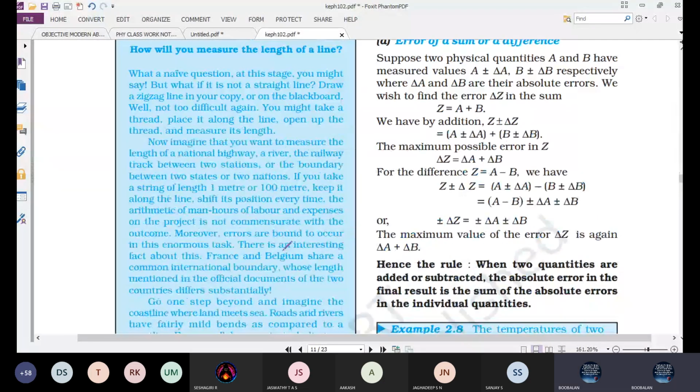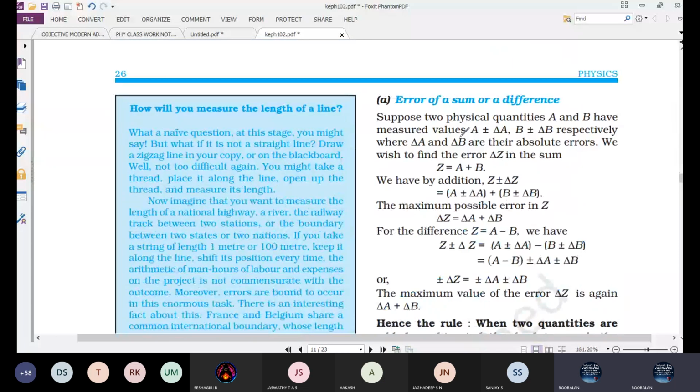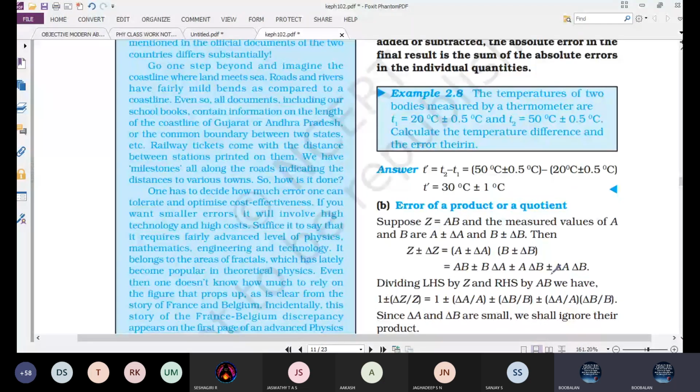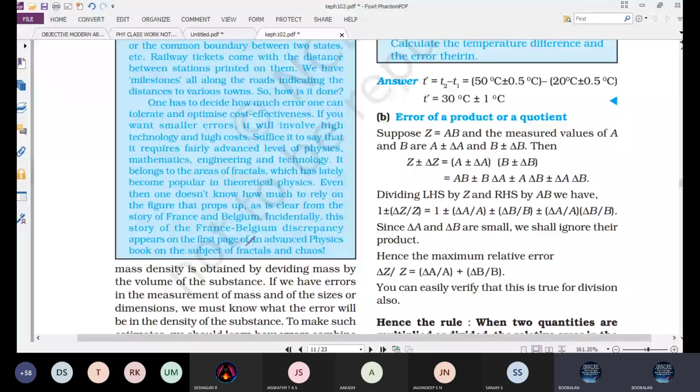Combination of errors, error in difference. In this derivation, no need, the formula is enough. I will tell you which derivation is important and which area needs no derivation, only refer to the formula. Like that, I will tell you. Derivation important means you want to follow the derivation. Maybe in the question paper, a 5 mark question or 3 mark question will come.